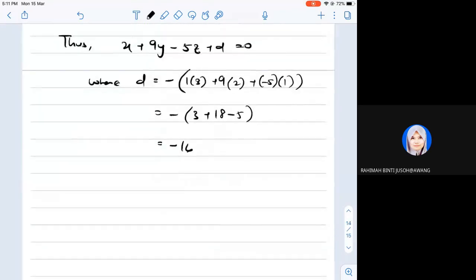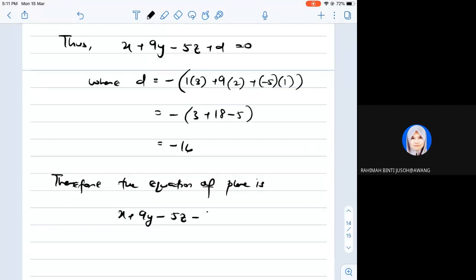So, jom. Therefore, you gantikan je lah nilai D tu. Therefore, the equation of plane is X plus 9Y minus 5Z minus 16 equals to 0. This is the answer.